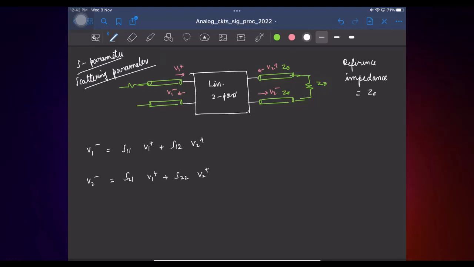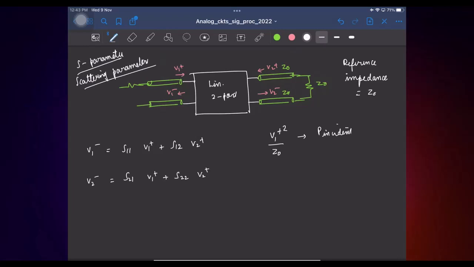Okay, good. And in practice, let's say again, assume that all of them are RMS quantities, V1 plus, V1 minus, everything. What is V1 plus square by Z0? What does it give you? It gives you basically the power of the incident wave, right? And similarly, V1 minus square by Z0 gives the reflected power, right?